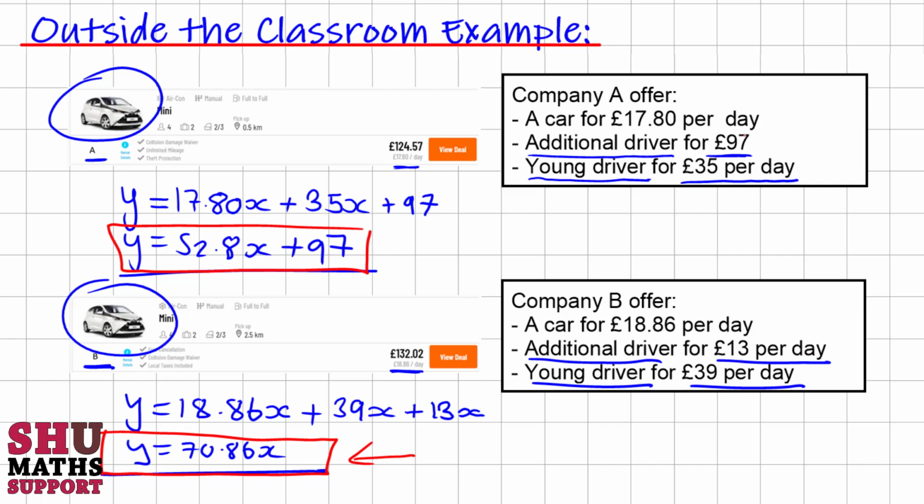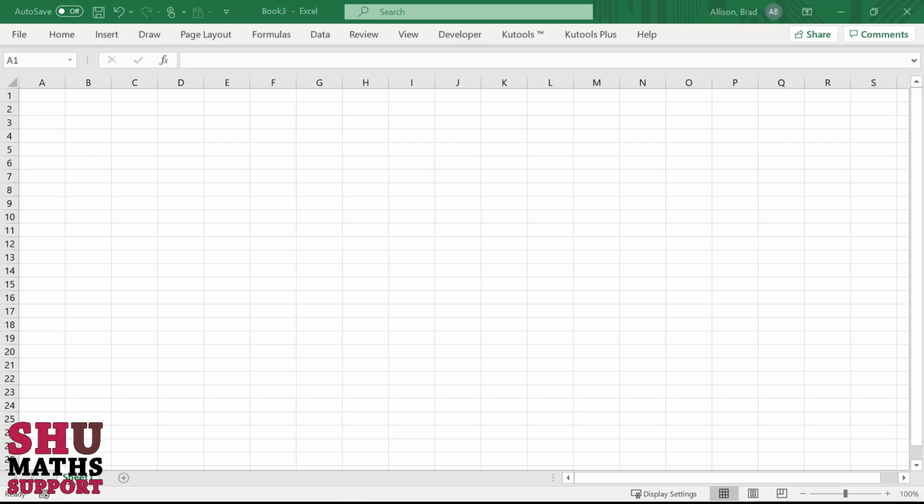So I just want to go over to Excel here and see what prices we'll get if we want to rent the car for different durations. So I've just got Excel open here. So if we create just a little box just to put the details of the offers in. So we have Company A and Company B. And then the charges we have is for the car, additional driver, and young persons.